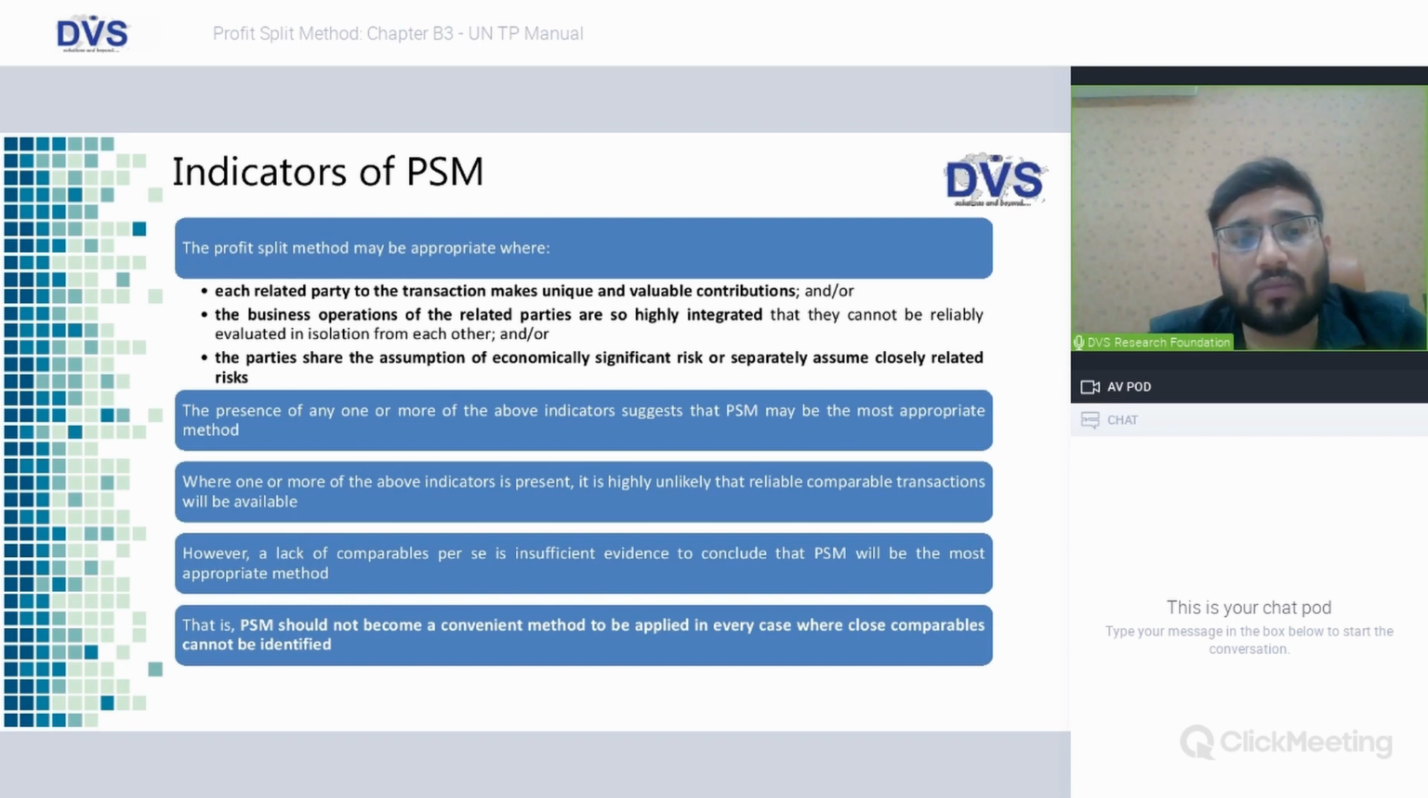Third, parties share the assumption of economically significant risk or separately assume closely related risks. So there is sharing of risk. If this is the scenario, then yes, PSM can find its relevance.